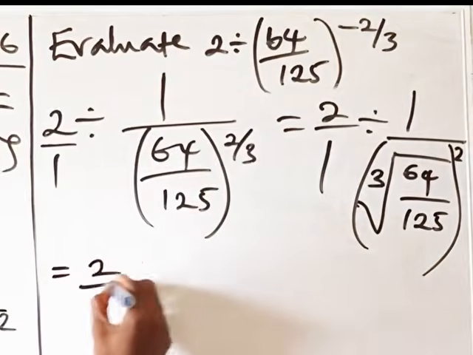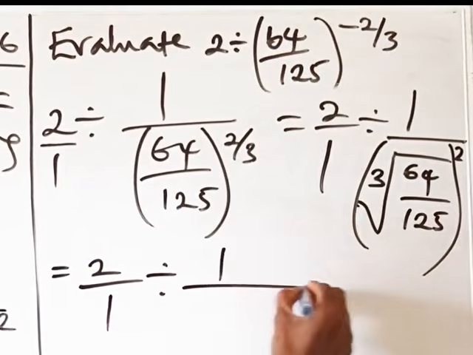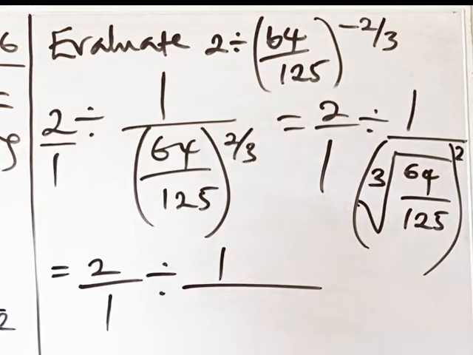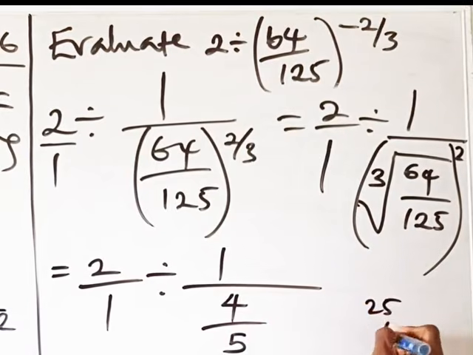So that's going to be 2 over 1 divided by 1 all over. Cube root of 64 means what will I multiply by itself 3 times that will give me 64? The answer is 4. Cube root of 125 is 5. What will I multiply by itself 3 times that will give me 125? 5 times 5 is 25, times 5 is 125. So let's proceed.